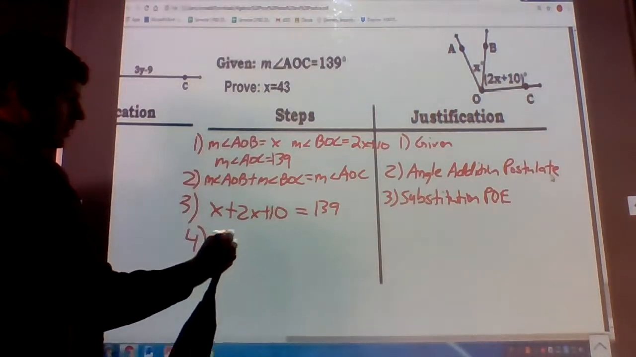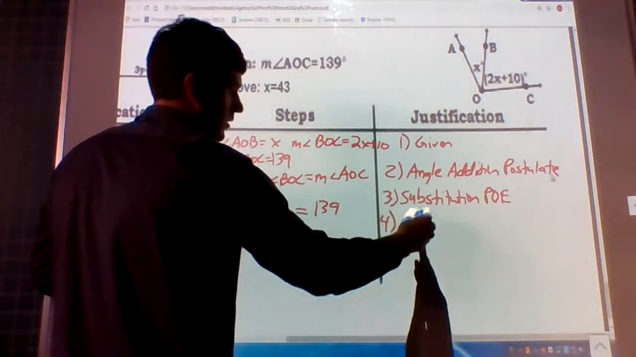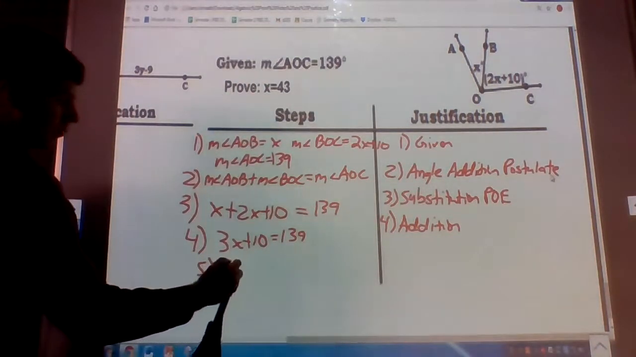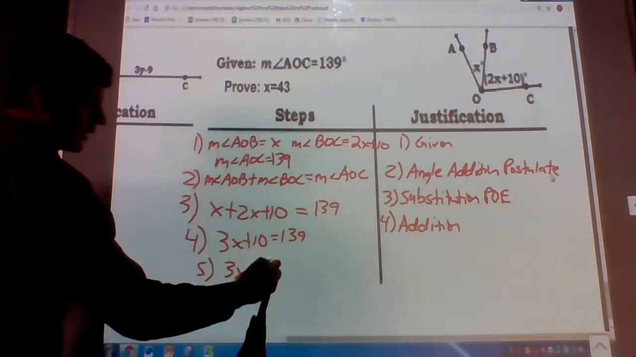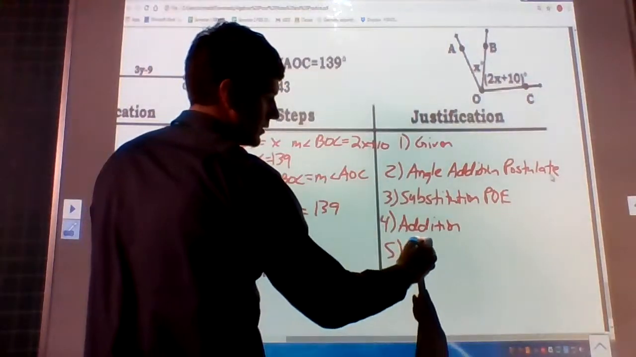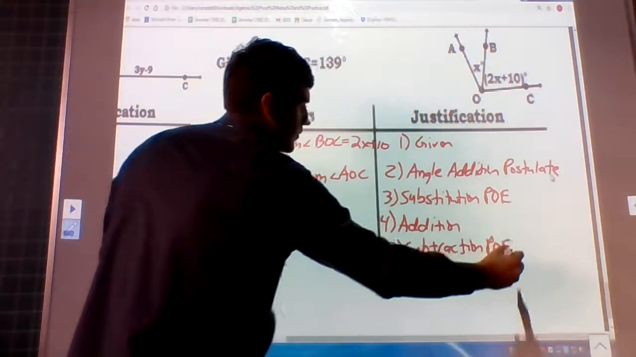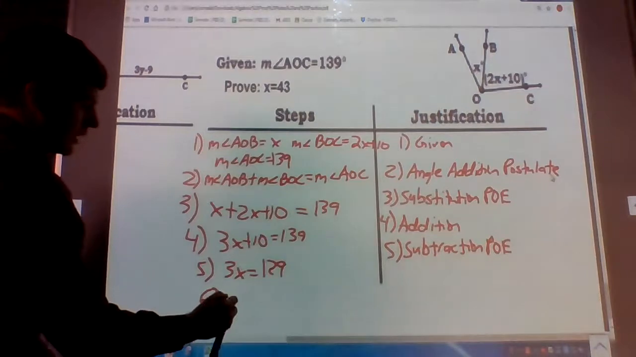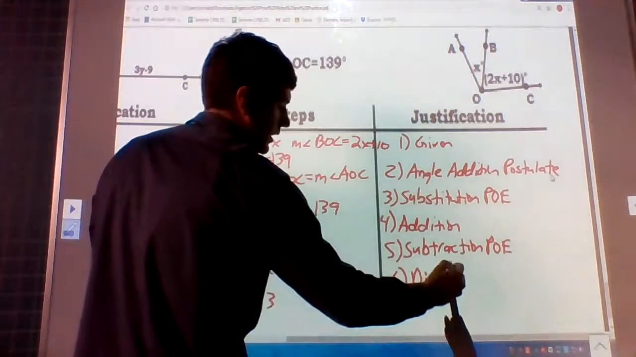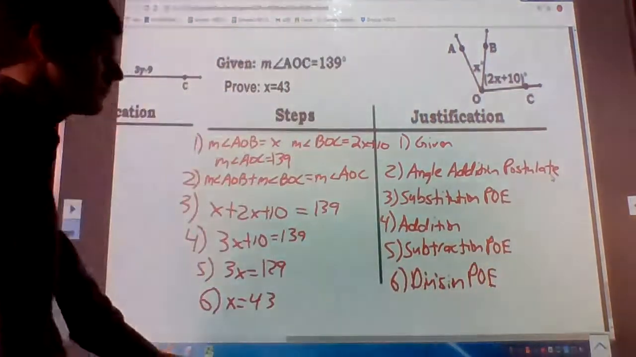We can add, so we get 3x plus 10 equals 139. So we get that by doing addition. Okay, we can subtract 10 from both sides, so we get 3x equals 129. So we subtract from both sides, that's the subtraction property of equality. Okay, and then we can divide 3 from both sides, so we get x equals 43, and we get that by the division property of equality, dividing on both sides. Okay. And there's our proof.